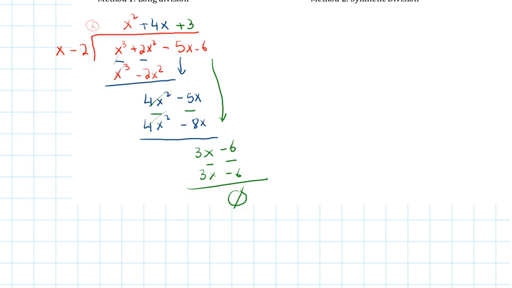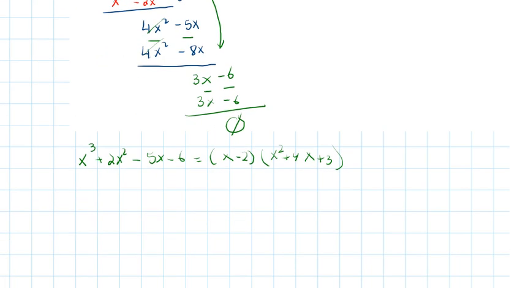Now I have to write my equation. Let's write that. I have x cubed plus 2x squared minus 5x minus 6 equals x minus 2, which is one of my factors, and then what I have left is x squared plus 4x plus 3.